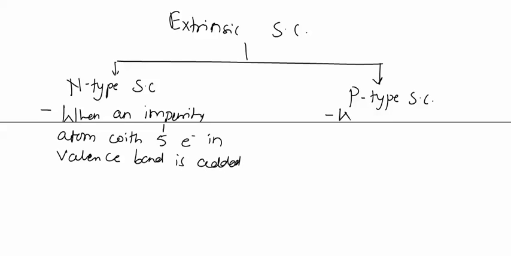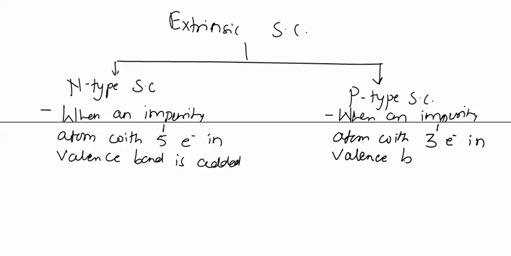P-type semiconductors are formed when an impurity atom with 3 electrons in valence band is added. So with the addition of these impurities, a pure semiconductor, which is called an intrinsic semiconductor, converts into an extrinsic semiconductor.